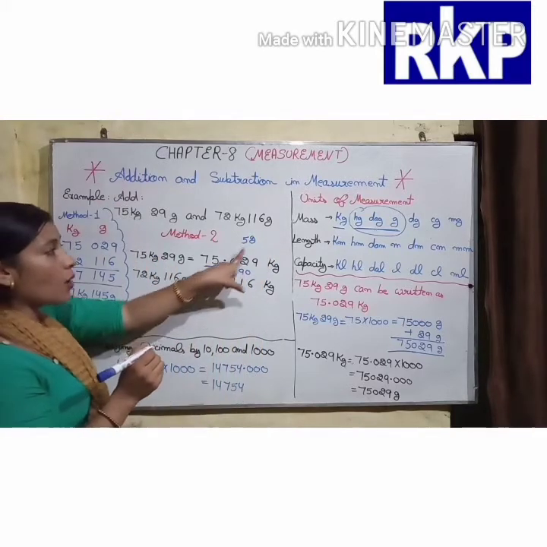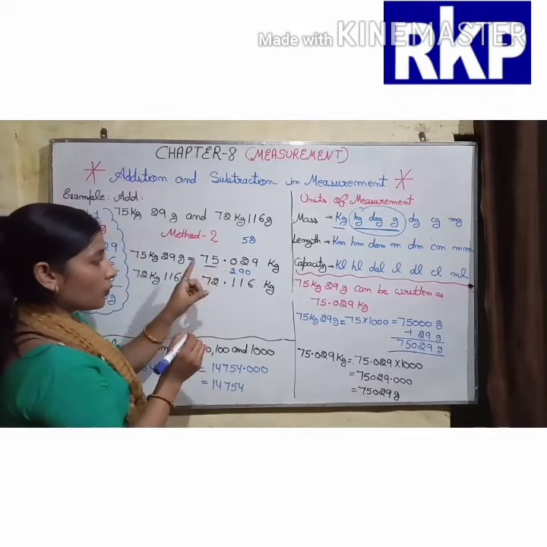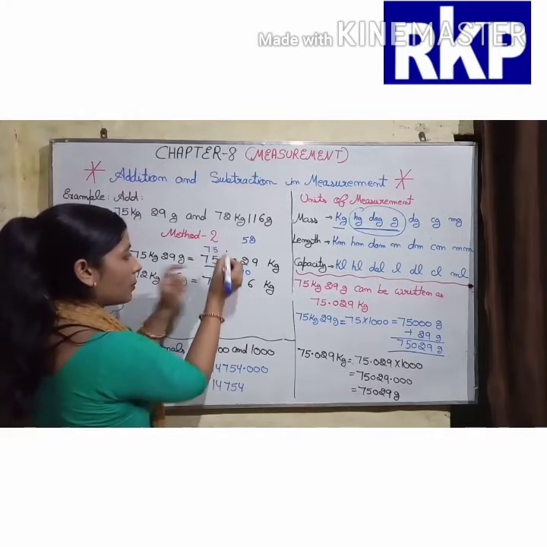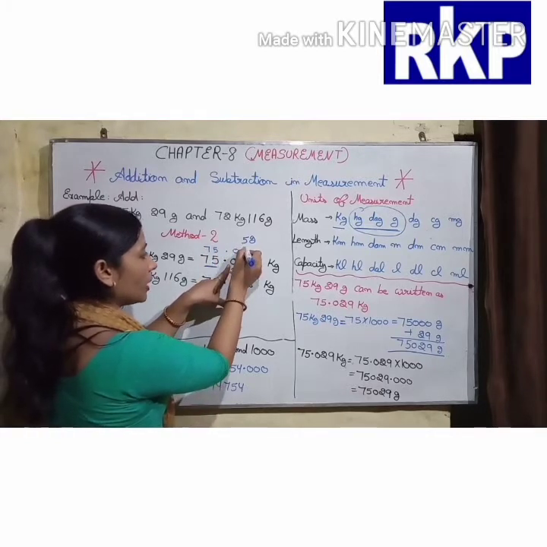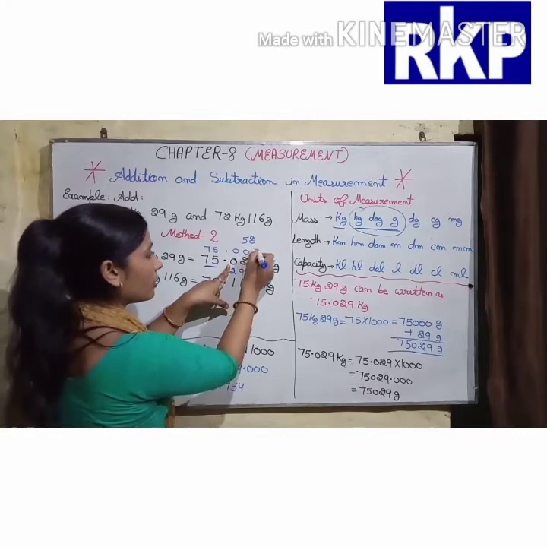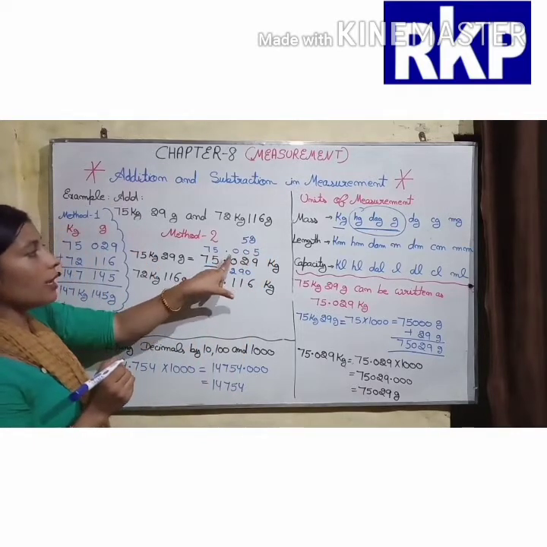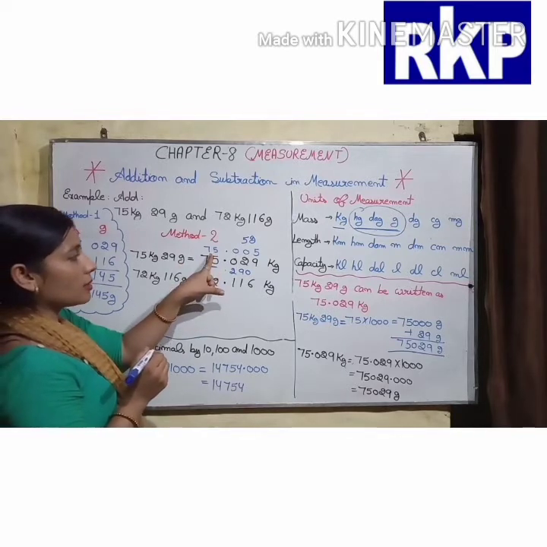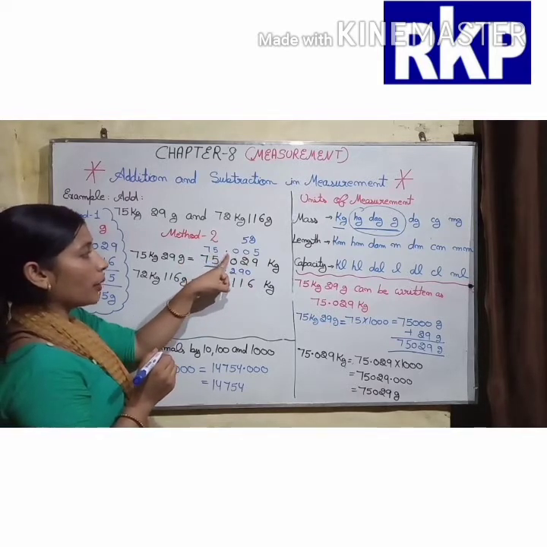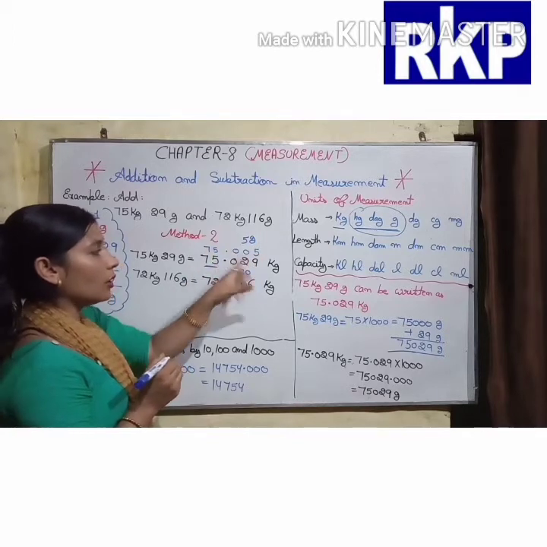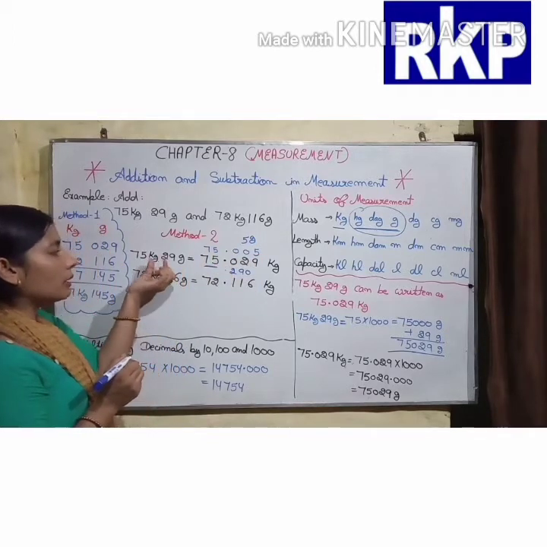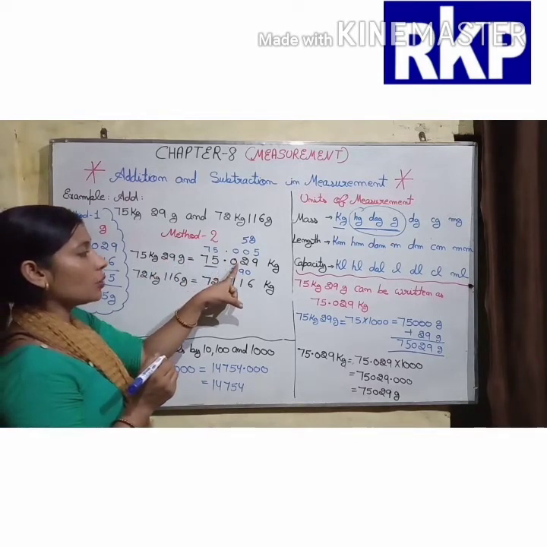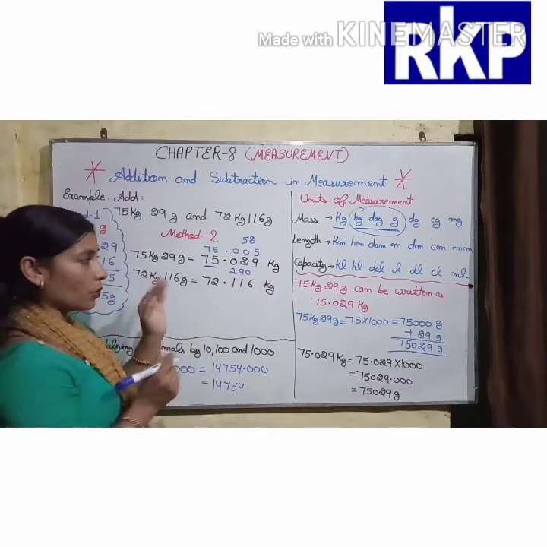If we have here 75 kilograms, only 5 grams, then how can we write here 75 point? After the point, 0, then again one more 0, and then 5. If we have only 5 grams, then we have to write this like 75.005 kilogram. And here we have 29 grams, so we have to write 75.029 kilograms.